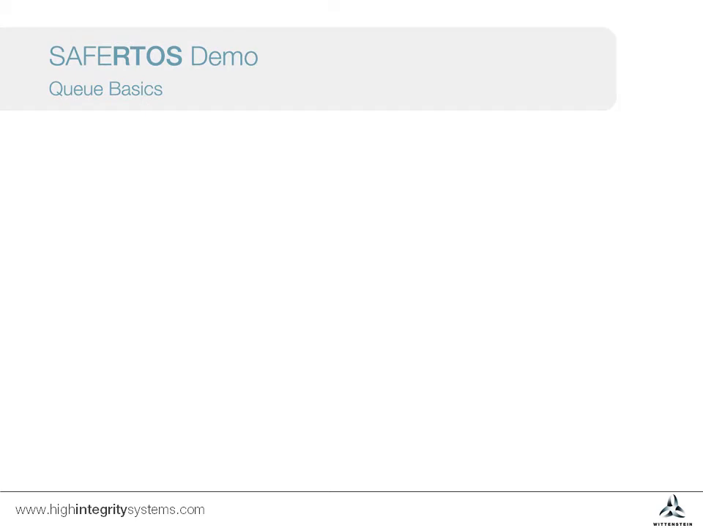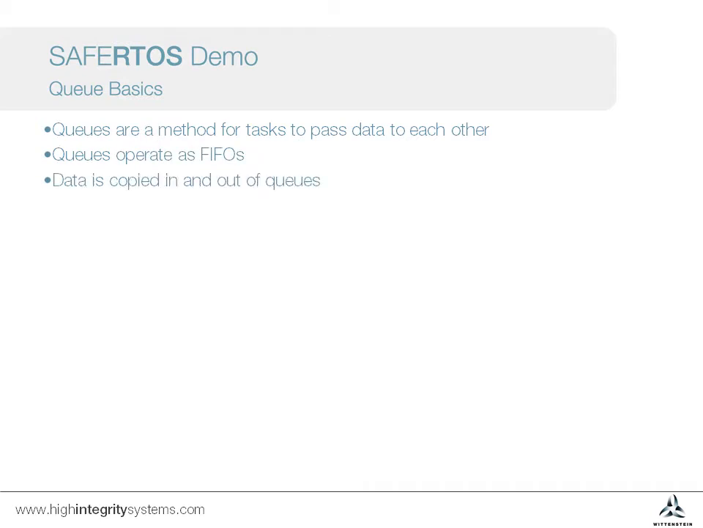Now that we have a simple system with multiple tasks, it's natural to think about how they can communicate with each other. Safe RTOS supports the queue mechanism for tasks to communicate. Queues operate as FIFOs, with data copied in and out of the queue. Any queue can have multiple tasks sending to or receiving data from a queue. While multiple senders is quite common, multiple receivers would be unusual.